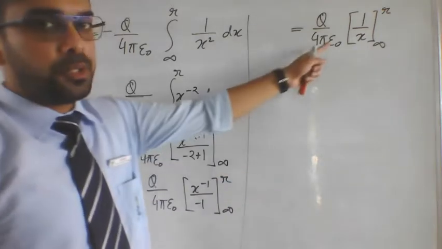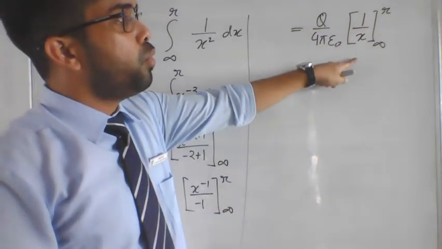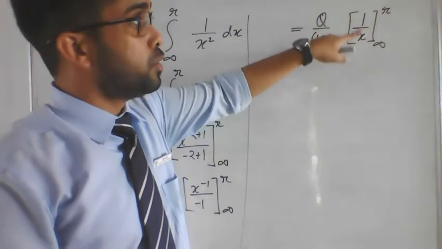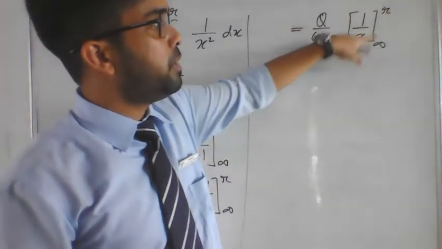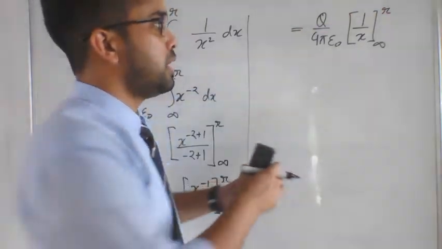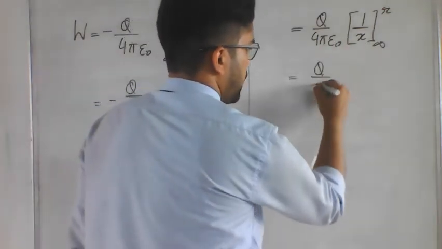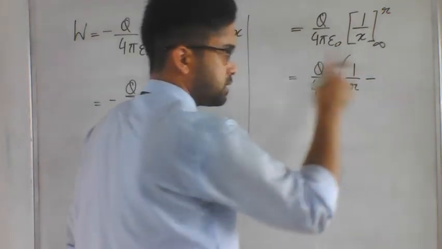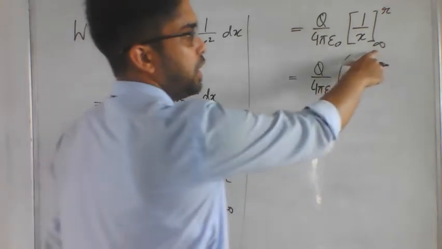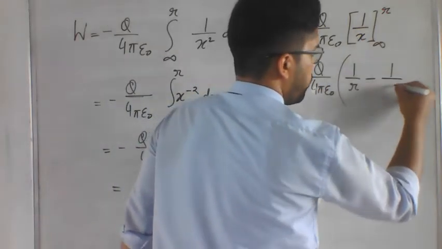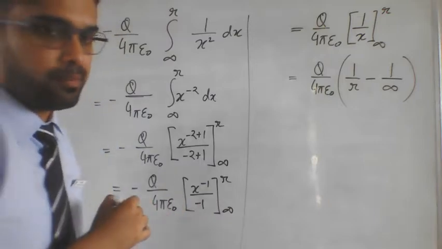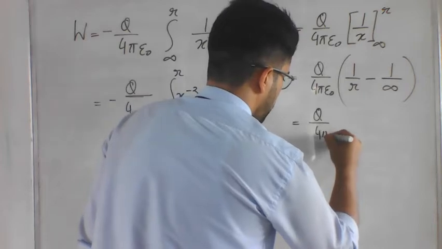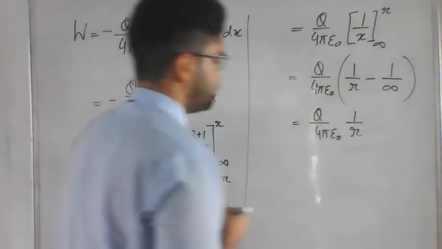Correct? So this is the expression that we get. Now what about the limits? So now we are going to substitute the limits in this function 1 by x, alright? So first always the upper limit. Who is the upper limit here? R minus the lower limit. So in place of x, first we are going to put the upper limit, which will be r. So we get a 1 by r, minus the upper limit, subtract the lower limit value. Lower limit is infinity, so in place of x we have to put infinity here. Alright. Now 1 by infinity is 0, so we will get q by 4 pi epsilon naught 1 by r.